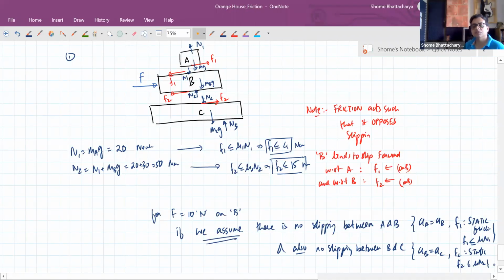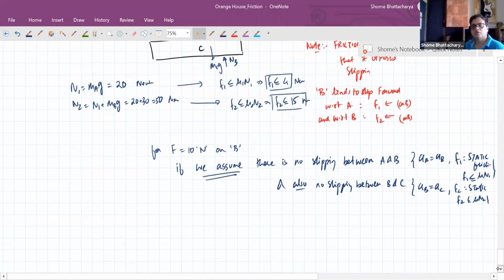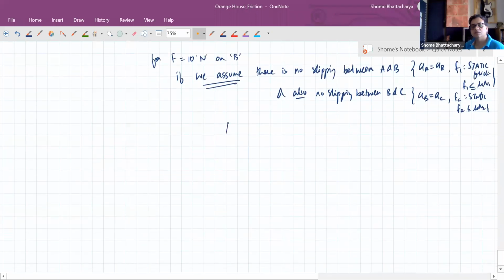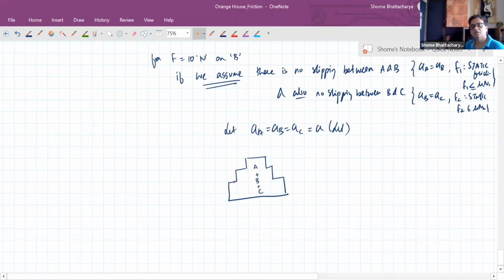So if we assume this, acceleration of A is equal to acceleration of B is equal to acceleration of C, equal to a, suppose. So first we make a combined free body diagram of A plus B plus C. The advantage in the combined free body diagram is that the friction doesn't come in because the friction is cancelling in action reaction pairs.